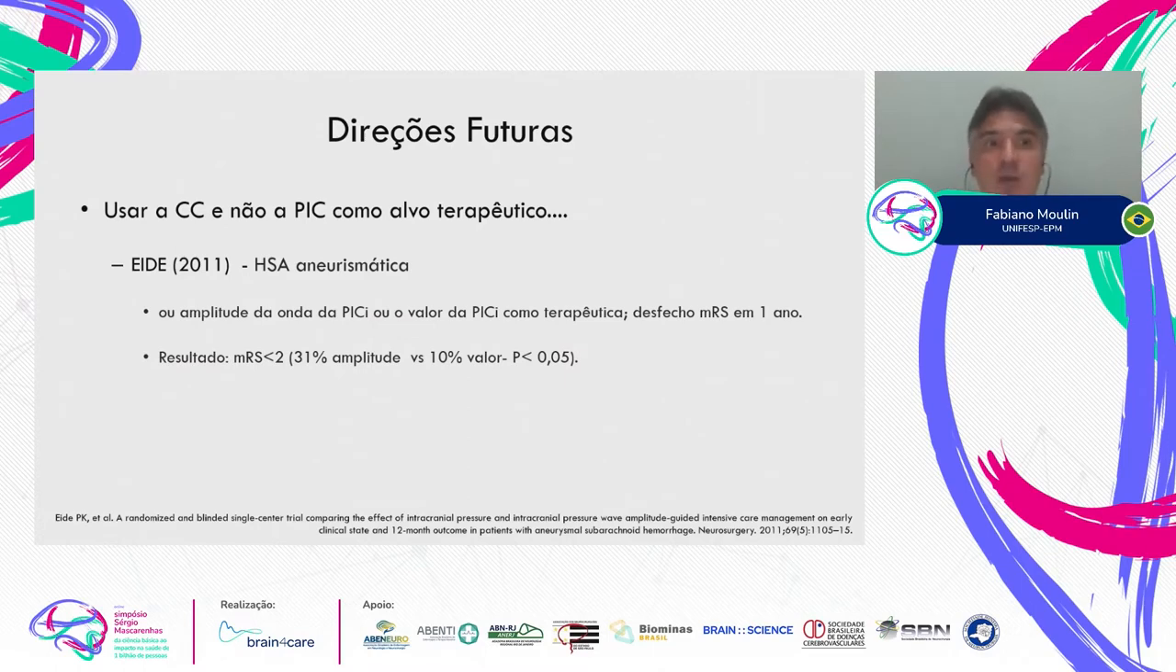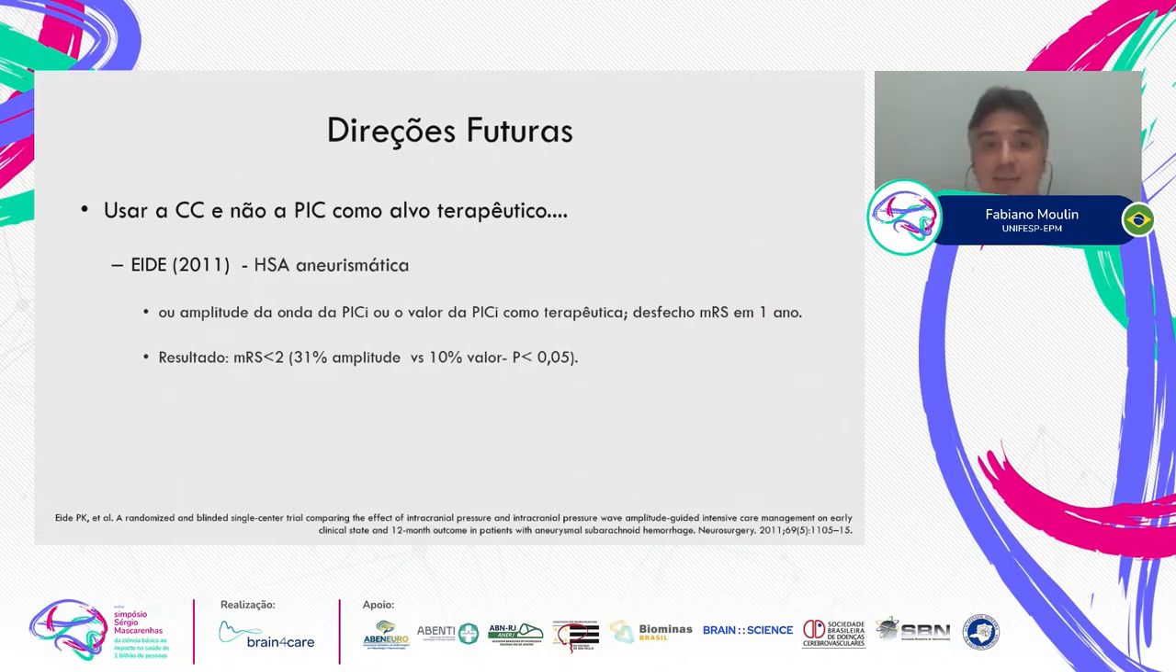It had been done not with time to peak, but with wave amplitude by Scandinavian authors. It was published, but he used the wave amplitude using invasive measure, an amplitude greater than 5 millimeters of mercury predicts low compliance, and he randomized part of the patients to be treated using ICP greater than 20 or wave amplitude, and see the results here.